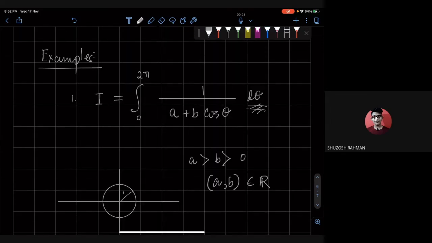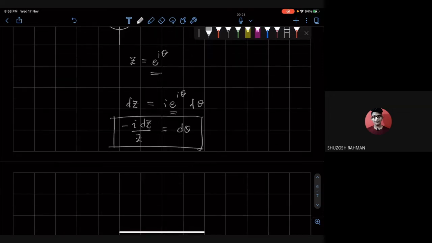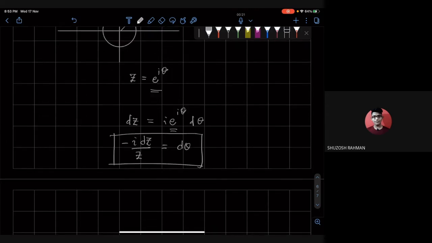Now next we want to replace cosine of theta by some function of z. Now if I use Euler's famous formula, which is cosine of theta plus i sine of theta, then you might say, okay, the most obvious way of representing cosine of theta is to take the real part of z. But what is the problem with taking the real part of z? Can someone tell me? What is the issue?